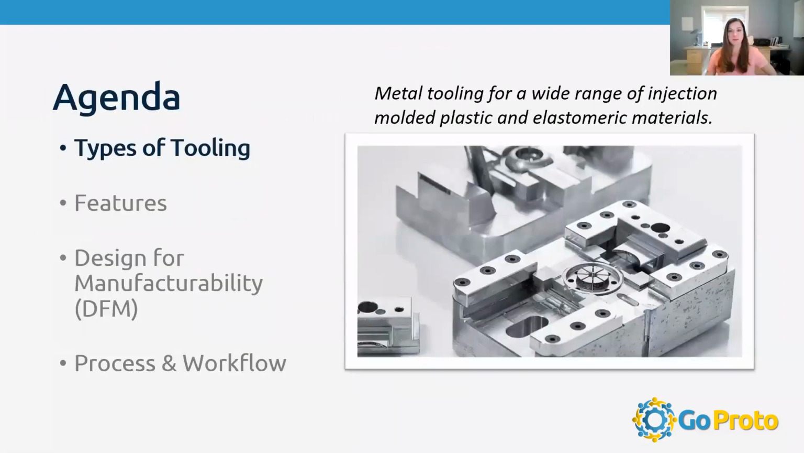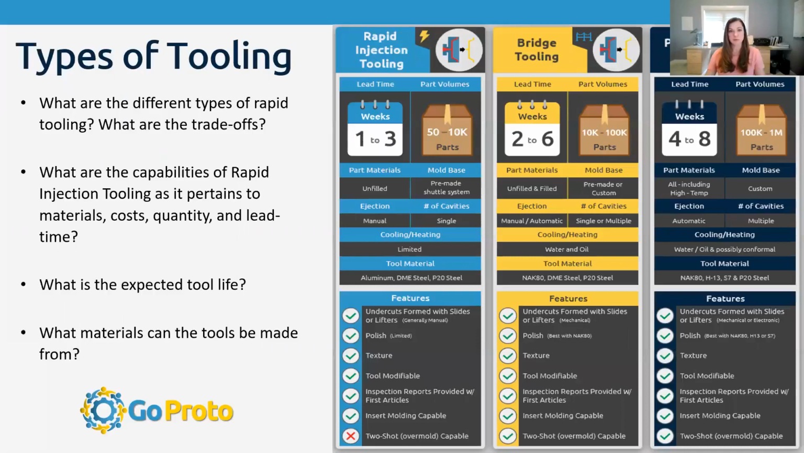Great, awesome. As I mentioned, these are the 4 topics we'll be discussing today. They all revolve around metal tooling for plastic and elastomeric materials. We're going to start off with types of tooling. I believe, Matt, you are going to start with this one. Yeah, thanks a lot for the introduction. Thanks everybody for joining us today too.